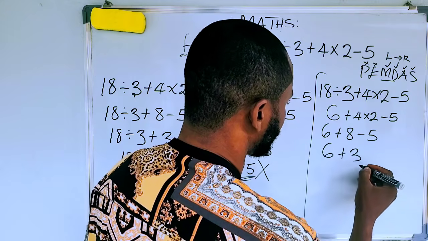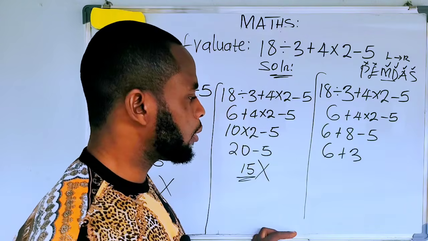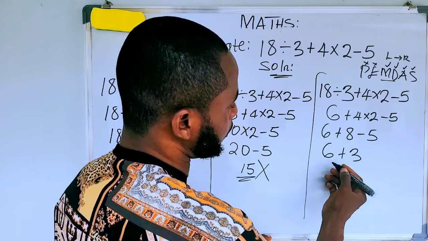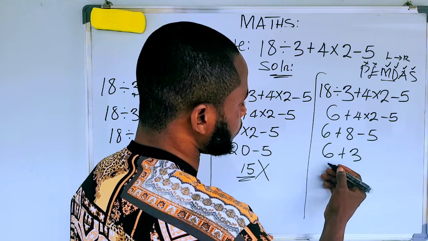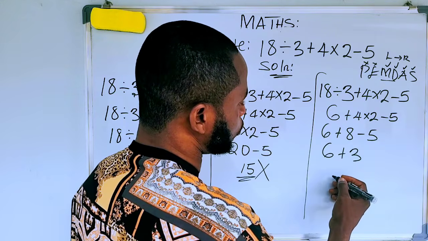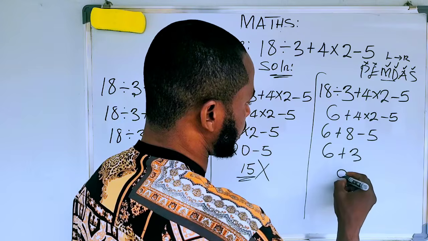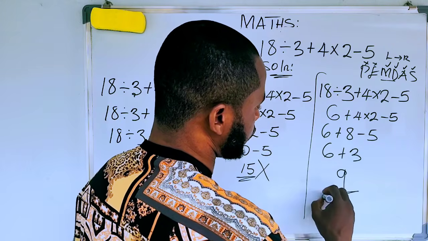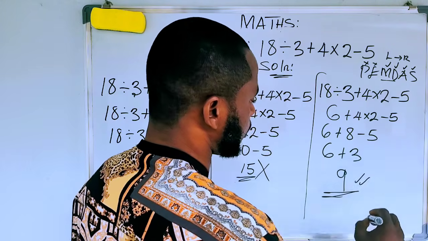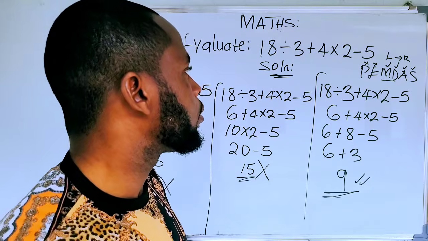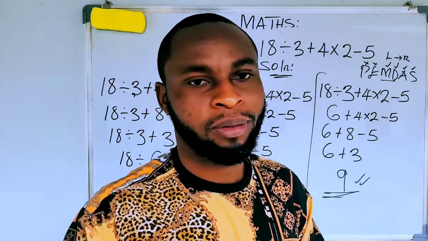We have a plus 3. Then lastly, we add. We have 6 plus 3, that gives us 9. And this is the correct answer to this expression right here on the board.